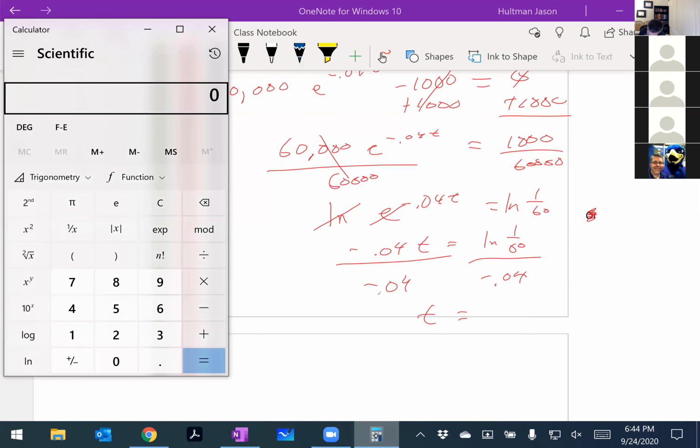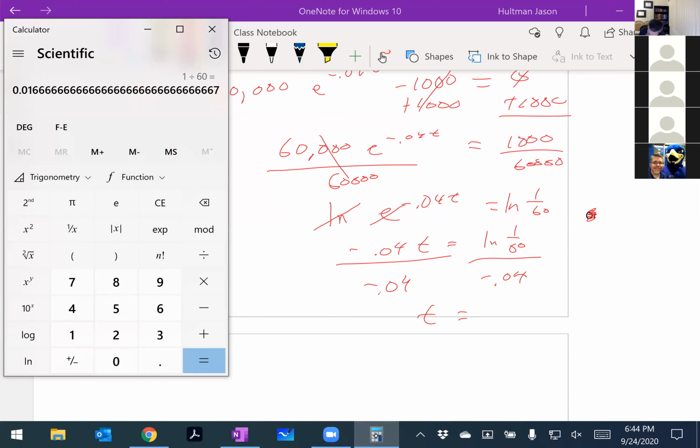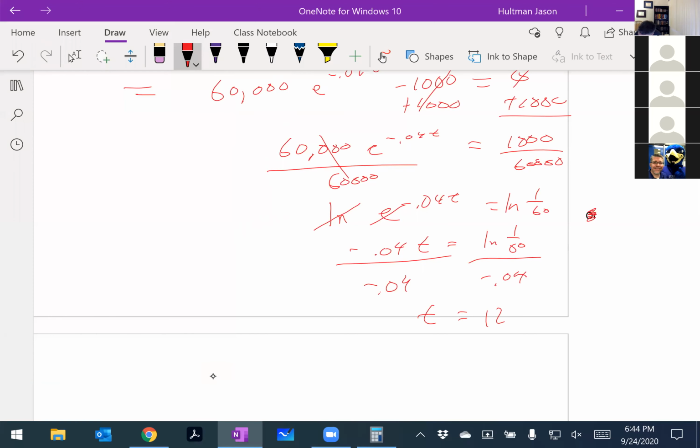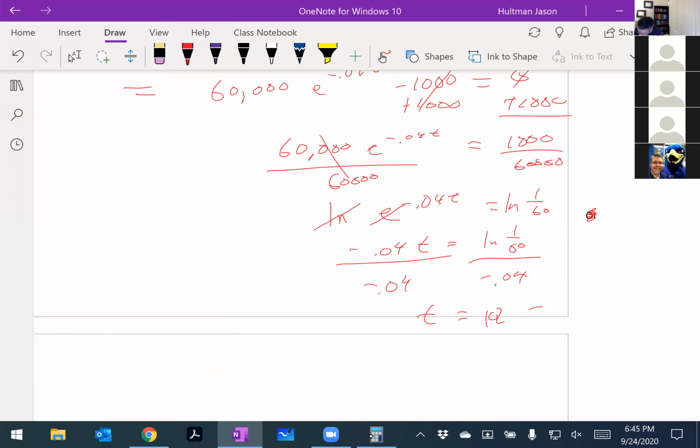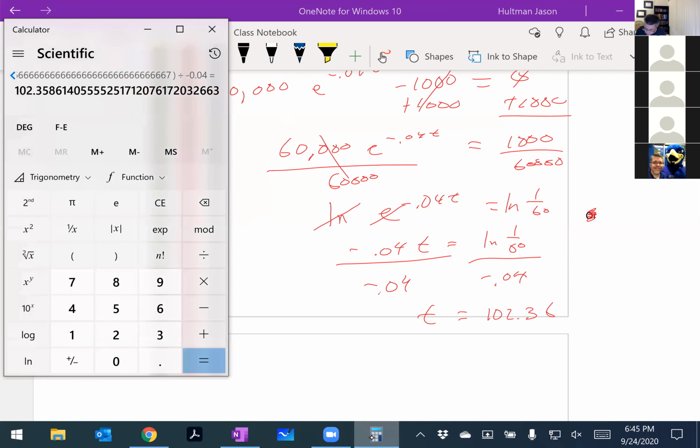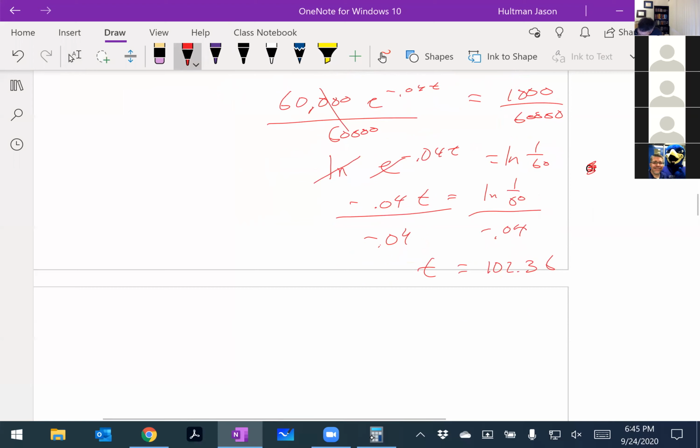So let's do 1 divided by 60, take the natural log of it, and divide by negative 0.04. And I get 102.36, exactly the same thing that the graph got. That's kind of cool. So roughly 102 days.